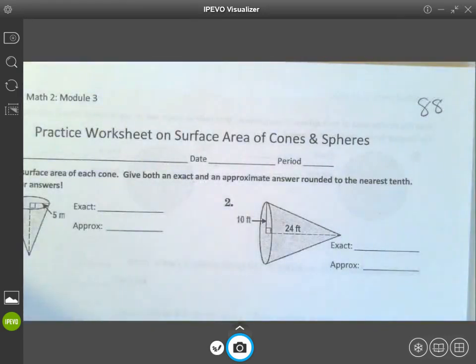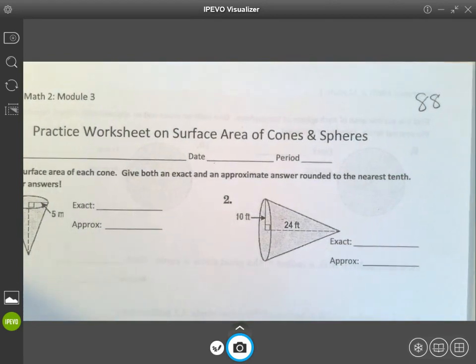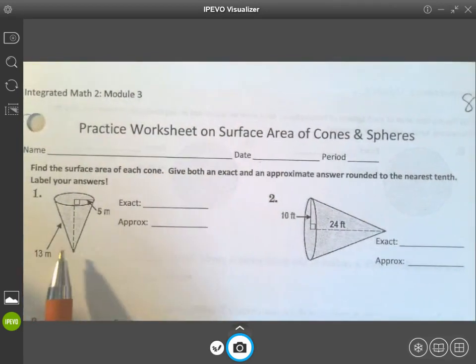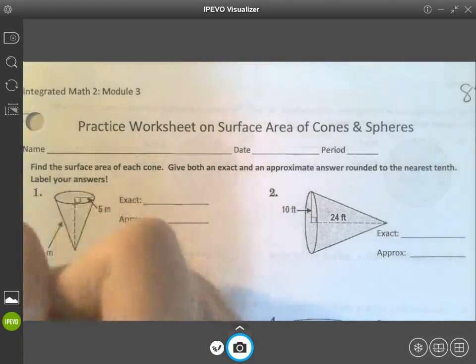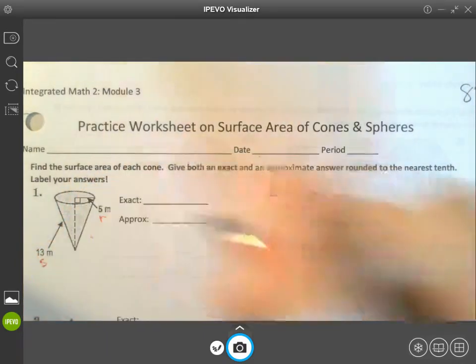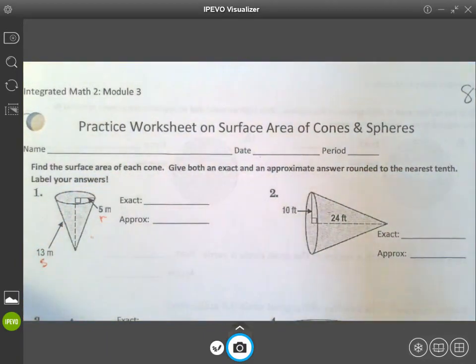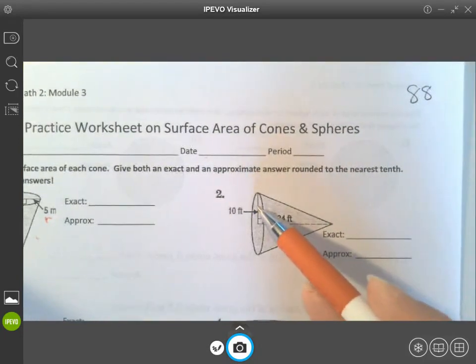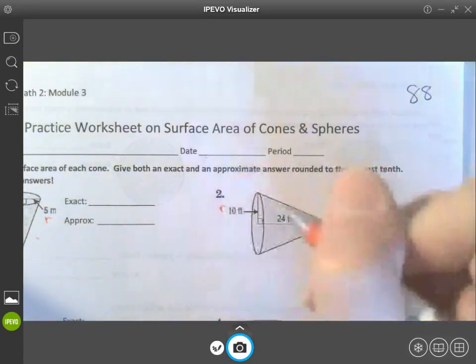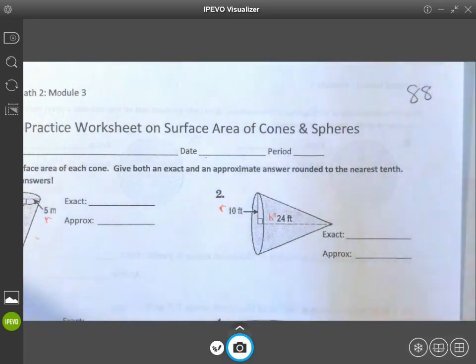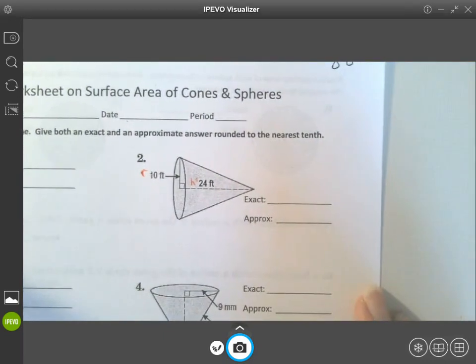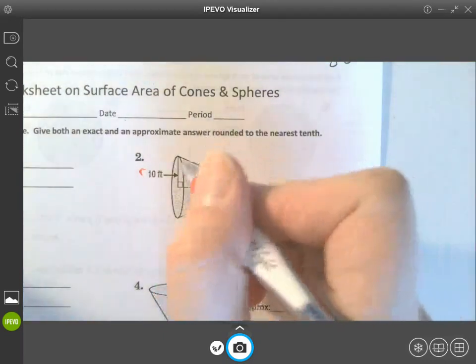All right, so I am going to skip these first couple. You can see you're given slant height. Here's your S, and here's your radius, so you can put that in. Remember, we want exact and approximate. Now, this number 2, you have your radius, but you have the height. And what do we want? We want the slant height. So I'm looking for this.